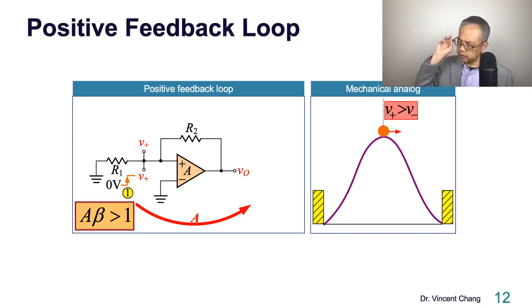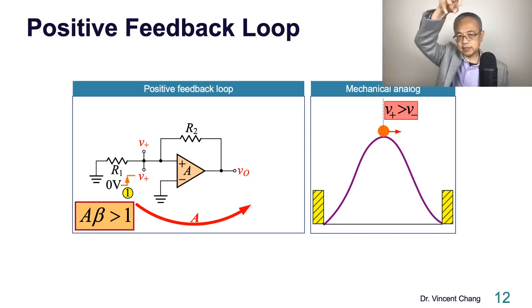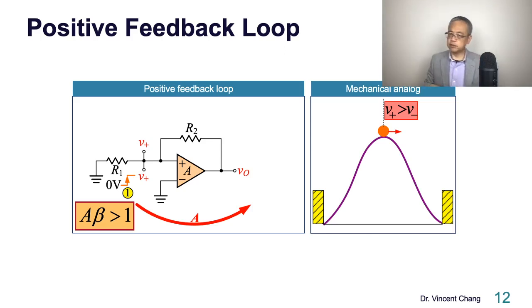So imagine you put a ball on the top of the hill, which is associated with the virtual short. The two terminal voltages are the same, V positive equals V negative. Can you place the ball on the top of the hill? You can't. Why? Because any physical imbalance, any little disturbance, will cause the ball to go one way or the other. So think about this.